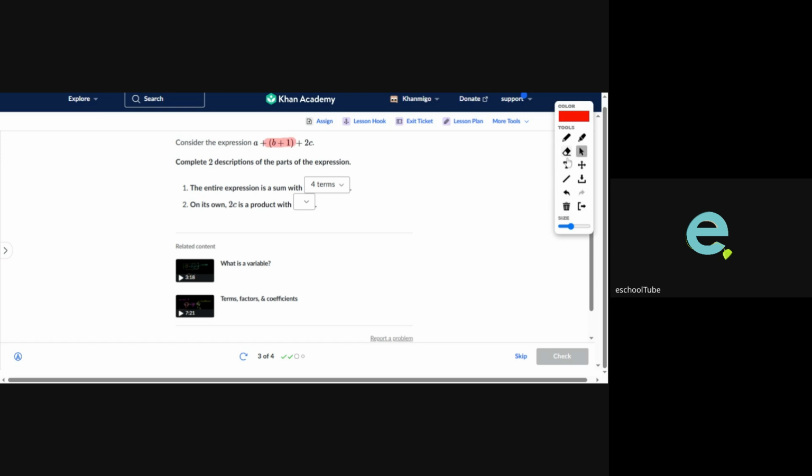फिर next part of the question is on its own 2C is a product with what should be the answer? शाबाश. कौन बताएगा? जो 2C है वो क्या है? It is 2C is a product of 1 factor. 1 फैक्टर. कैसे? 2C का क्या मीनिंग होता है? 2C means 2 multiplied by C. So there are 2 factors. 2 and C are multiplied. So they are 2 factors. Let us check.